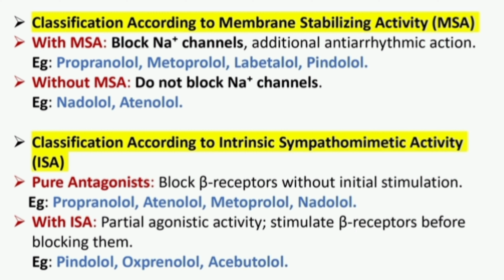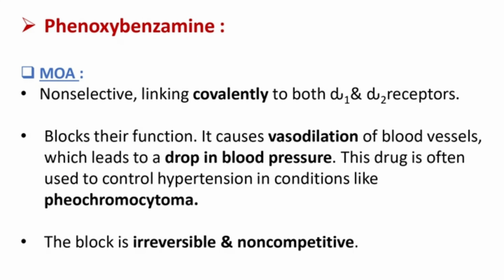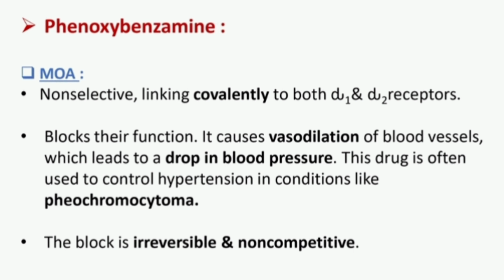The first drug we are discussing here, non-selective alpha blocker, phenoxybenzamine. Okay, phenoxybenzamine, the mechanism of action is it's non-selective, so it's linking covalently to both alpha 1 and alpha 2 receptors. And it blocks their function, and it causes the vasodilation of blood vessels, which leads to drop in BP. We know the vasodilation means it will drop the BP. This drug is often used to control the hypertension. So we can use this drug in the hypertension cases in conditions like pheochromocytoma.